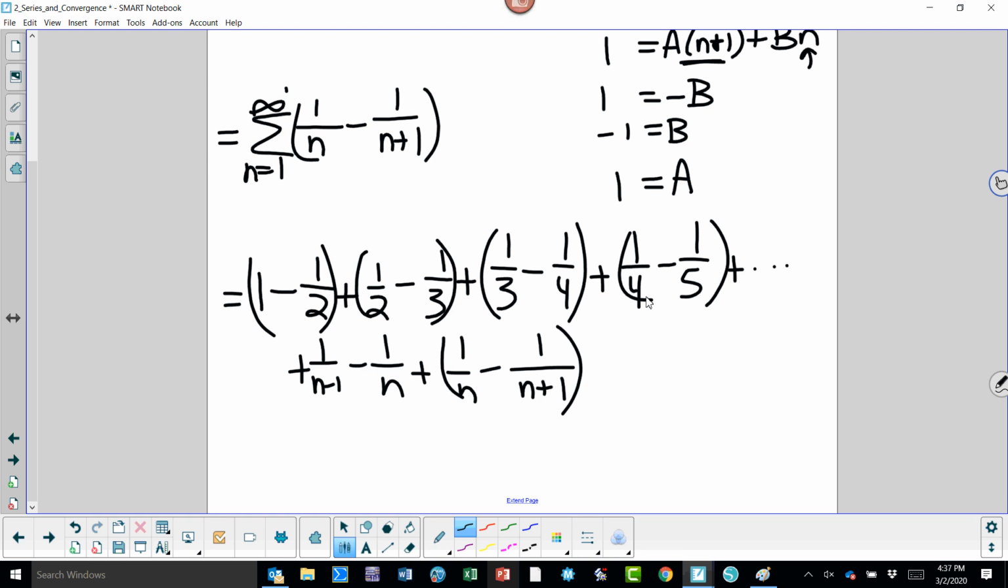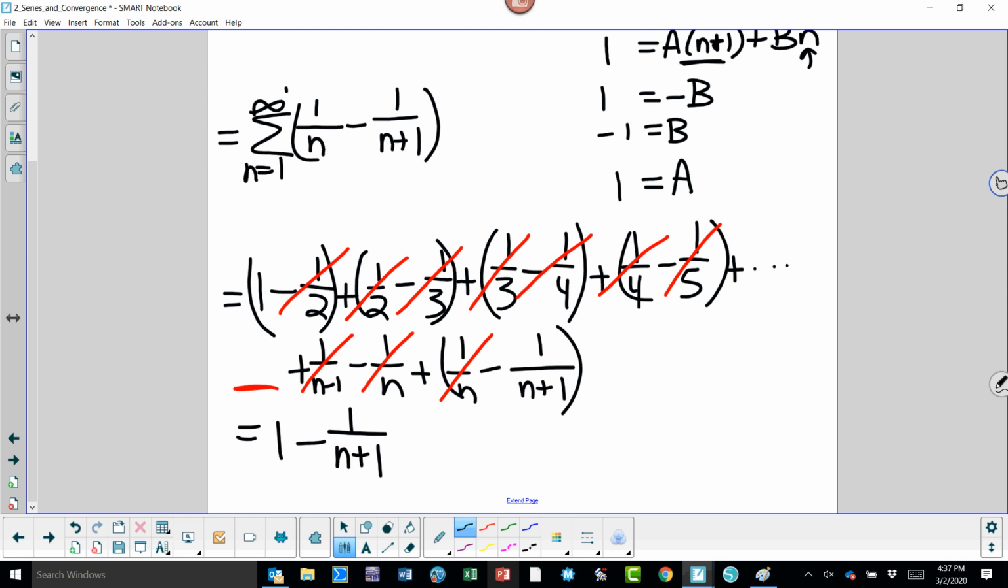And so what happens is, if we look at this, we can see clearly a pattern. You have a negative 1/2 and a positive 1/2. You have a negative 1/3, positive 1/3, negative 1/4, positive 1/4. So in the middle, all of that will cancel. Something will cancel with that one that was over here somewhere. You'll have minus 1 over n plus 1 over n. So all that you have left in this sum is 1 minus 1 over n plus 1. So all that's left is this first part minus the last part. So that's kind of cool.